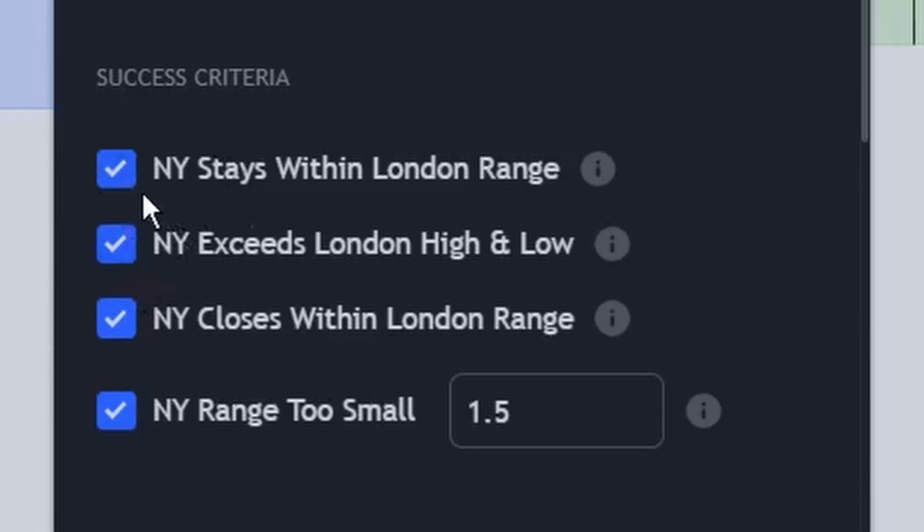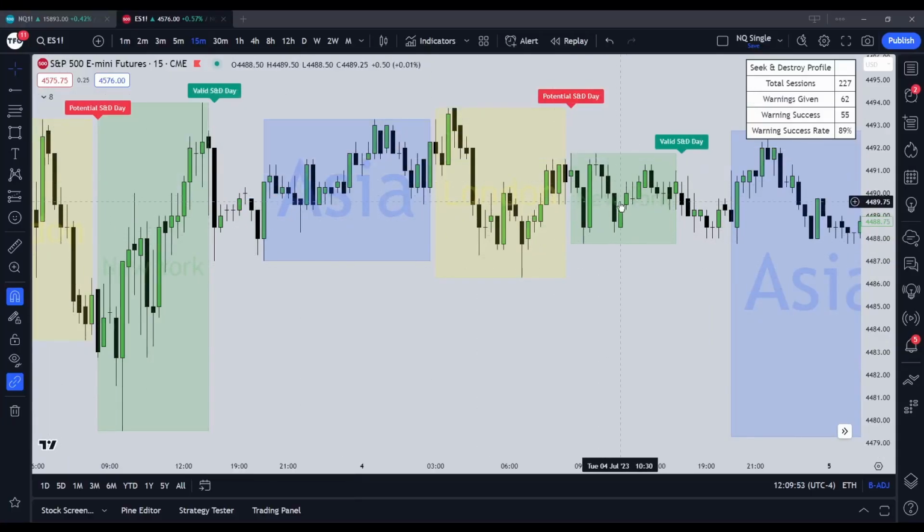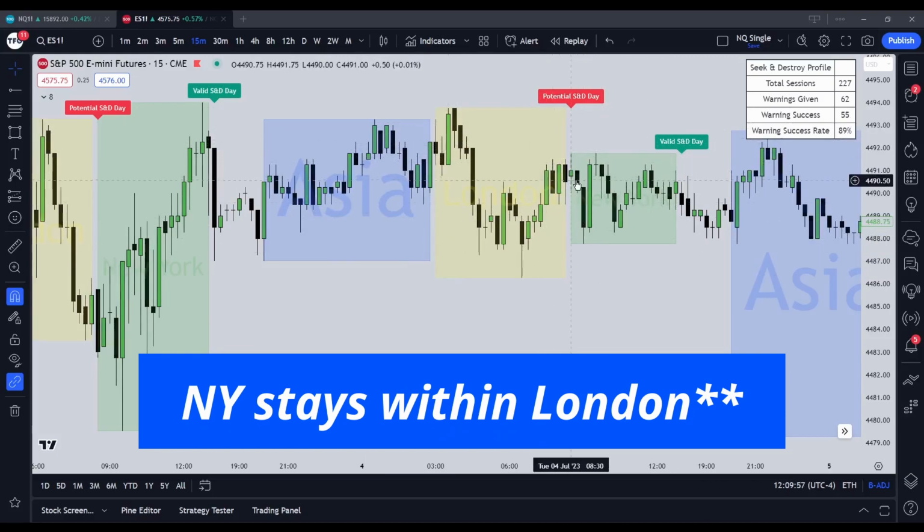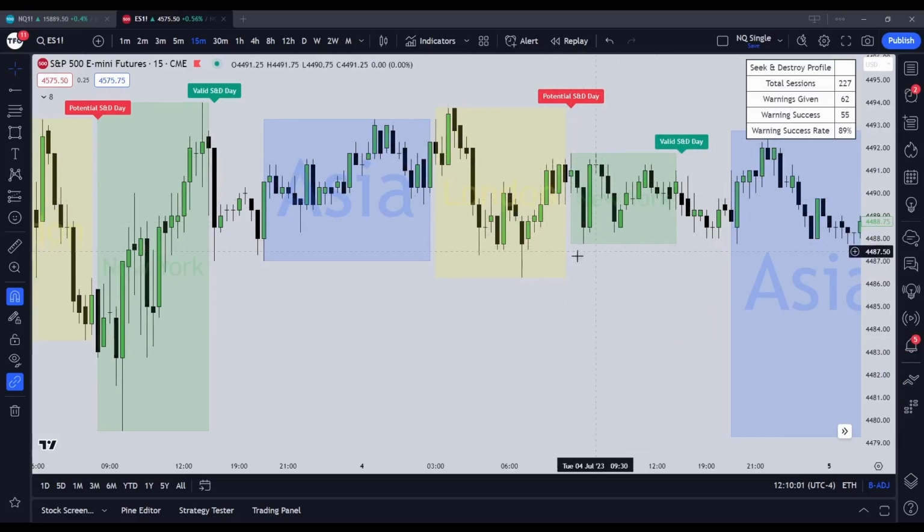So the first one is that New York stays within the London range. And that's basically this July 4th holiday where you have London take both sides of Asia, but New York stays within the London range. Obviously, this was a holiday, but nonetheless, it still remained within the bounds set by London. So this was deemed valid as a result.